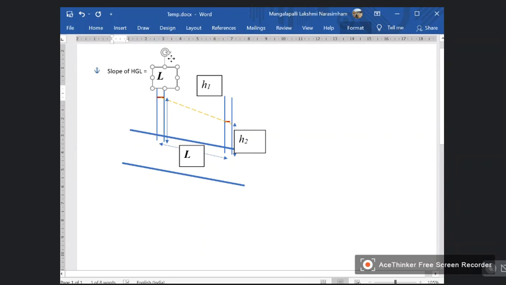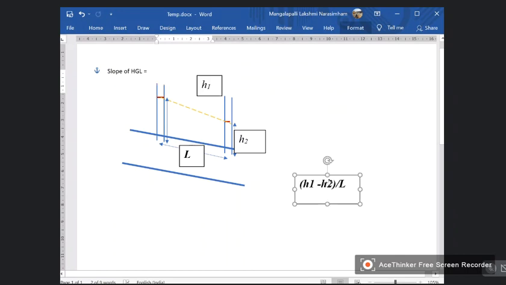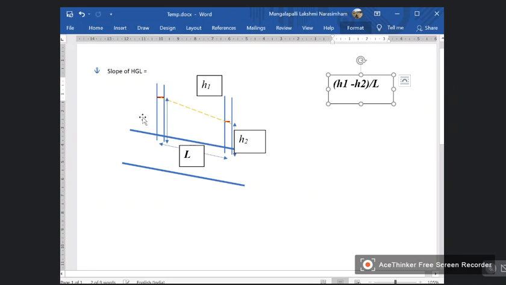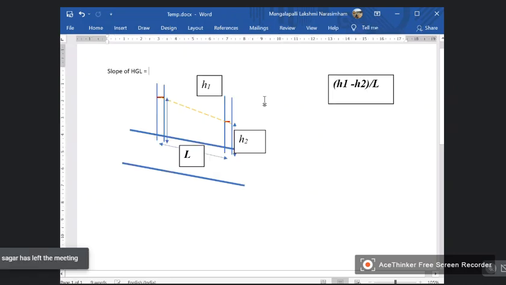So the slope of the hydraulic gradient line is h1 minus h2 divided by L. So the slope of the hydraulic gradient line is h1 minus h2 by L.